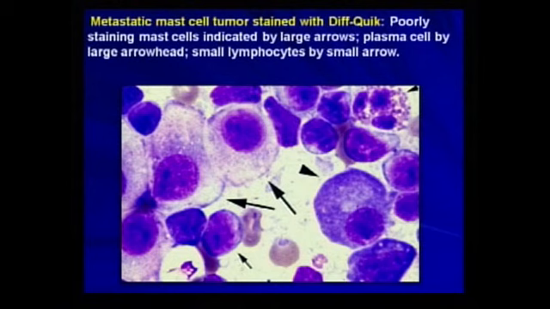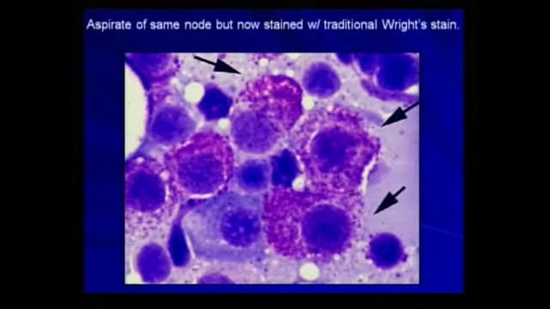Occasionally, you will see mast cell tumors which are very poorly staining or have poor granularity. And this one was restained not with the Romanowski stain of Diff-Quik, but a traditional Wright stain, which tends to accentuate the granules better. And notice right down here, hopefully you realize, dark blue cytoplasm, an abundant cytoplasm, eccentric clock face nucleus. This is a plasma cell.